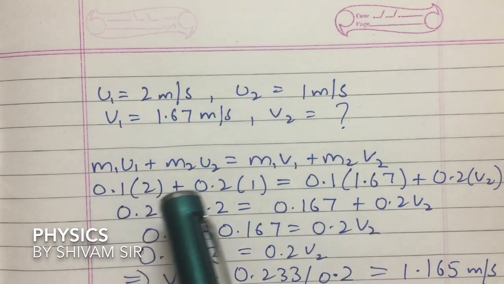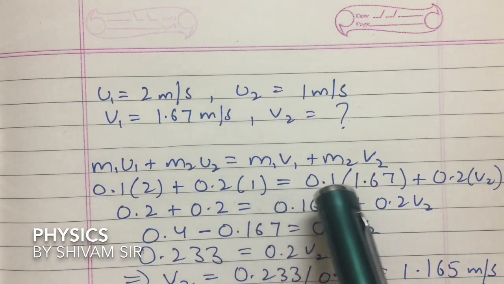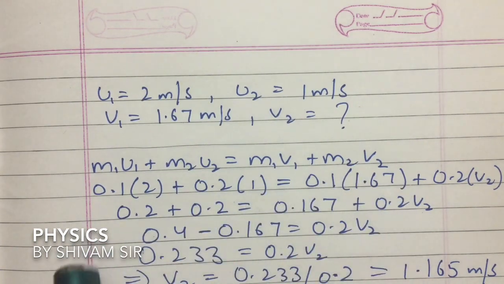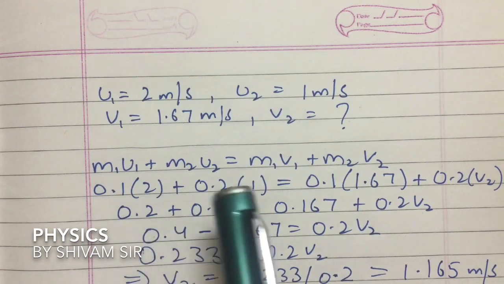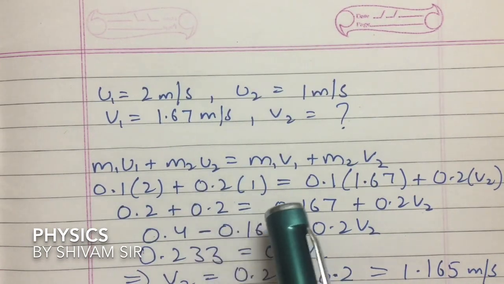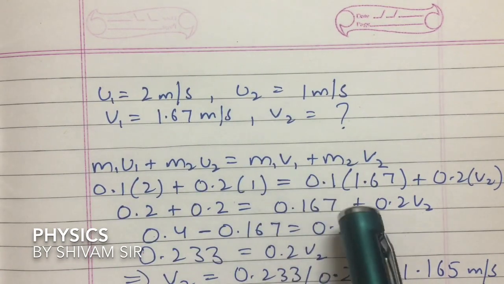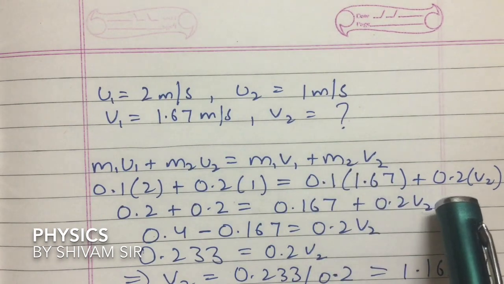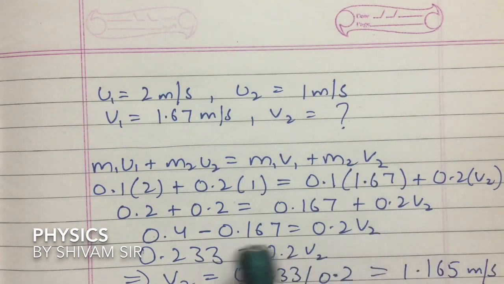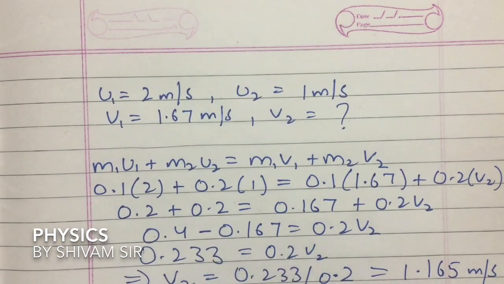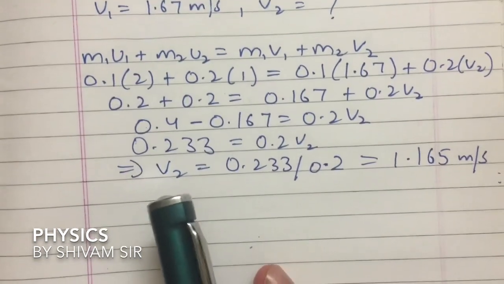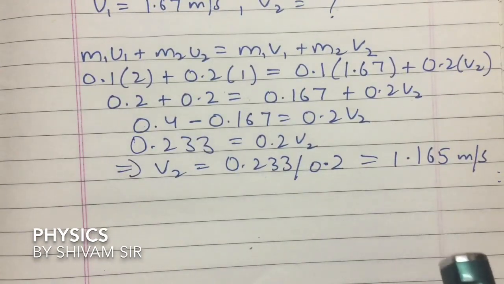So M1 U1 plus M2 U2 is equal to M1 V1 plus M2 V2. So M1 is 0.1, U1 is 2, M2 is 0.2, U2 is 1. M1 is 0.1, V1 is 1.67, M2 is 0.2, V2 is V2 itself. So putting the values and solving it, we will have 0.4 minus 0.167. So this is 0.233 is equal to 0.2 V2. So V2 will be equal to 0.233 upon 0.2, which is 1.165 meter per second.